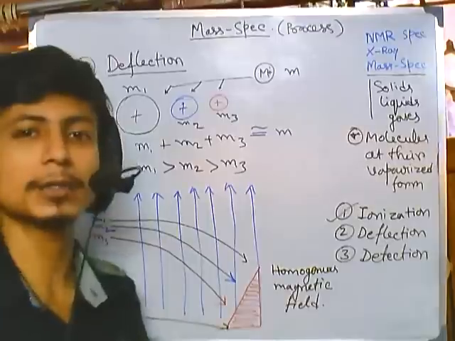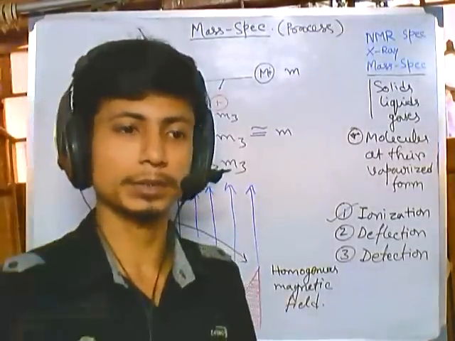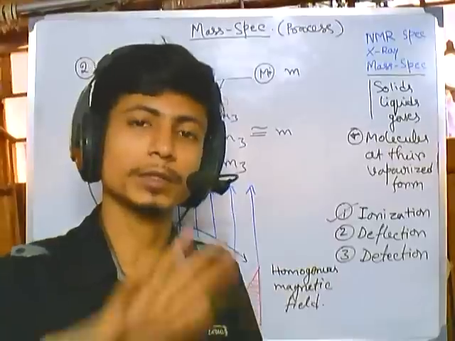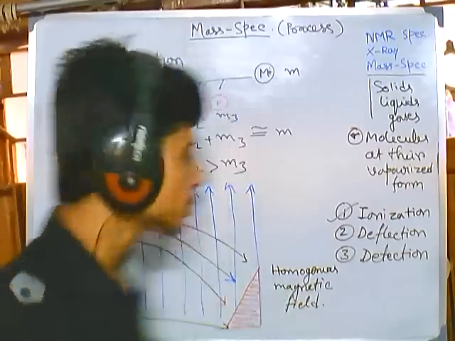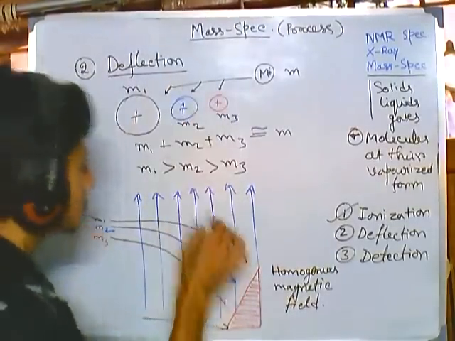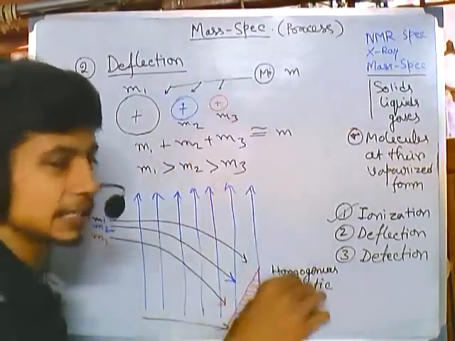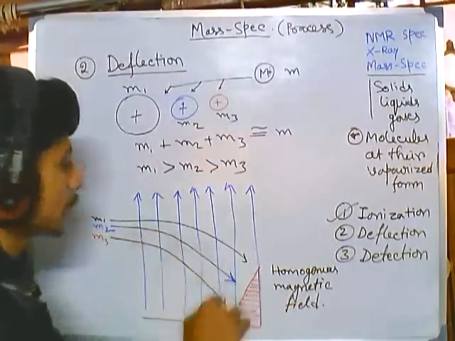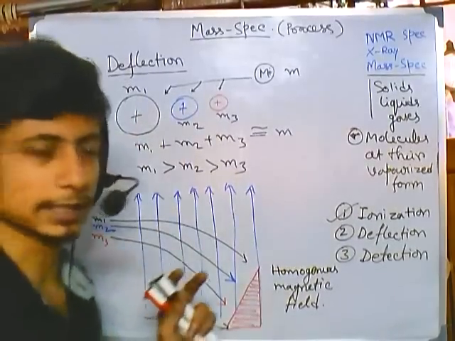Because the acceleration will be highest for the heavy mass compound. If you have a heavy mass compound, you just kick it, it will go farther and farther because of this heavy mass. It's again basic physics. So as M1 is deviated less, it will reach the detector faster. As M3 is deviated the most, it will reach the detector last. And M2 is the intermediate in all these cases.